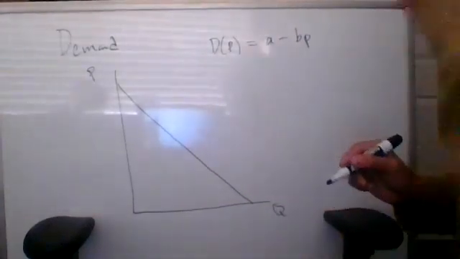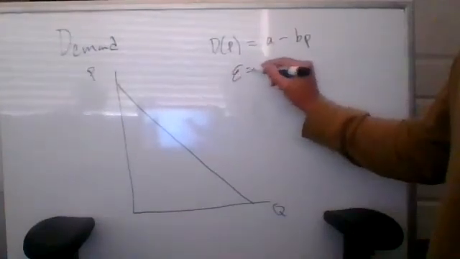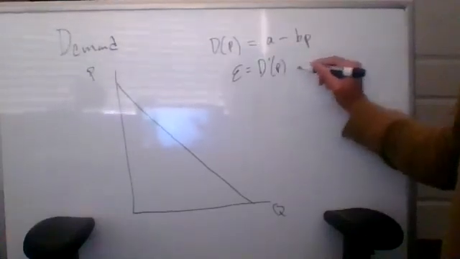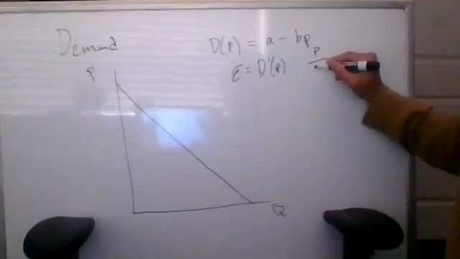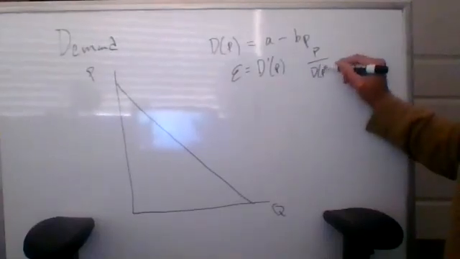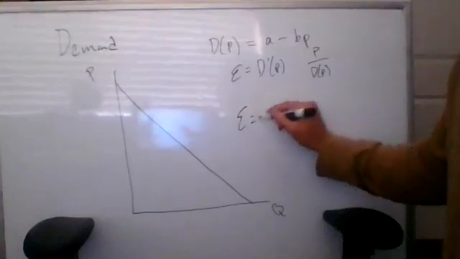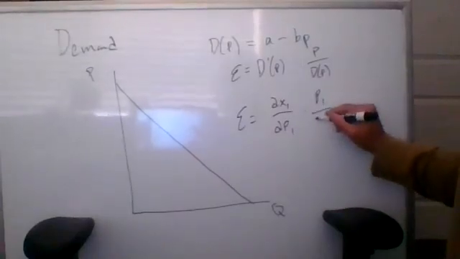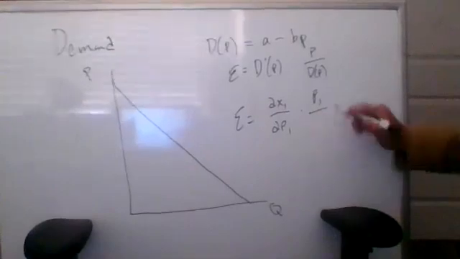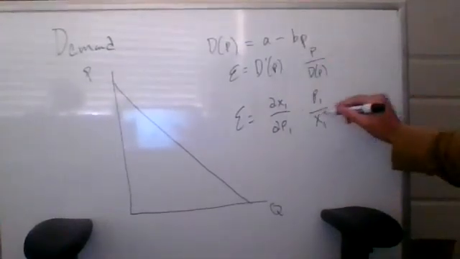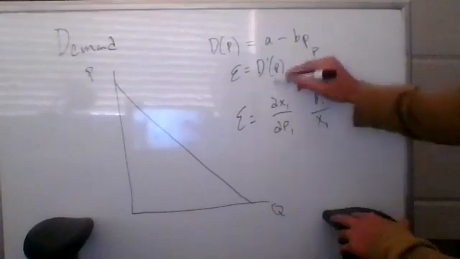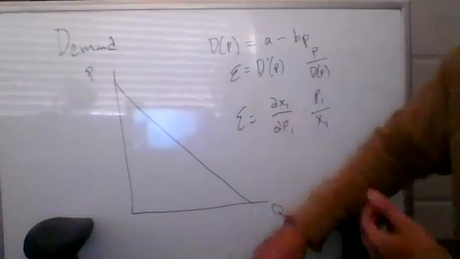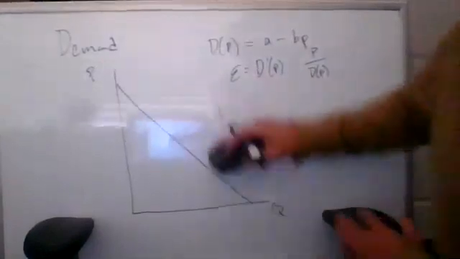So we have it that elasticity, based on this function right here, is going to be equal to D prime of P times P over D of P. Hopefully you're seeing how this equation mirrors this equation right here, where this is just the derivative of the function with respect to price, and this is just the price over the demand function. So hopefully that connection is being made.